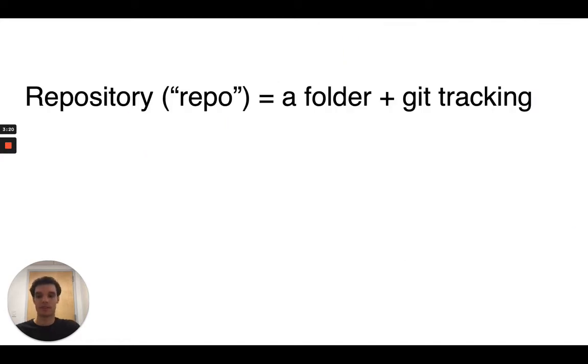This is usually done in the form of repositories. And repositories, or repo for short, is essentially a folder plus added Git tracking, or this added version control functionality. So for the most part, when we say repository or repo, you can think about a folder with this extra added functionality.